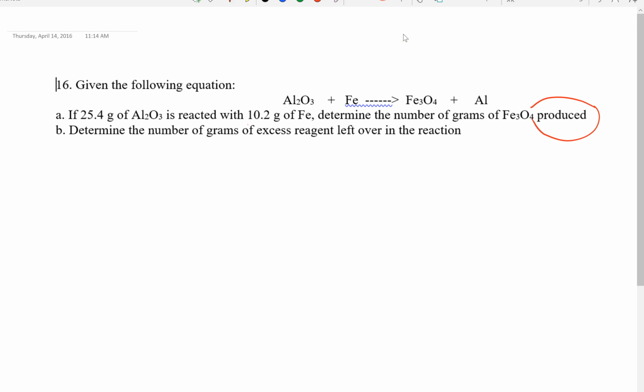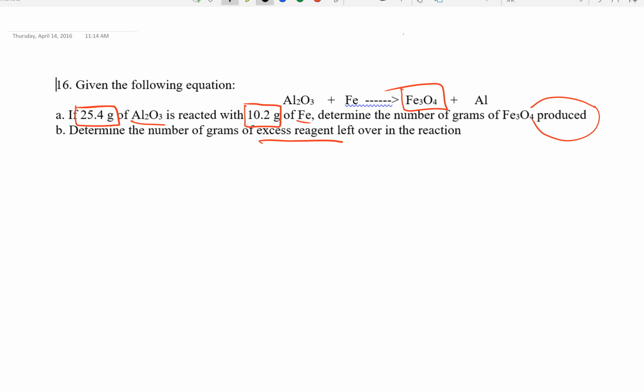Okay, so given the following equation, we are trying to figure out if we have 25.4 grams of aluminum trioxide and 10.2 grams of iron, how many grams of iron oxide product we produce. Then we're going to determine the number of grams of excess reagent left over after the reaction. So there's a few things we're doing here.